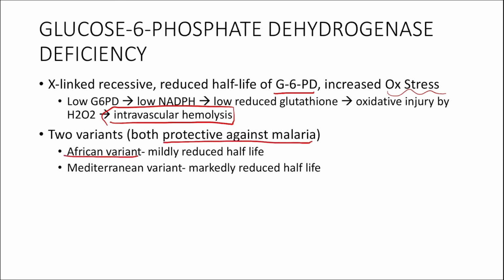You have the African variant with a mildly reduced half-life, which means that under mild to moderate oxidative stress, you wouldn't really see symptoms. Mediterranean variant, which is much worse, and you can see a markedly reduced half-life.